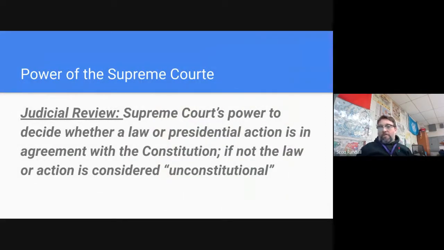A big part of the Supreme Court, and we talked a little bit about this when we were talking about certain court cases earlier, is the concept of judicial review, which is the Supreme Court's power to decide whether a law or presidential action is in agreement with the Constitution. If it is not, then the law is considered unconstitutional.